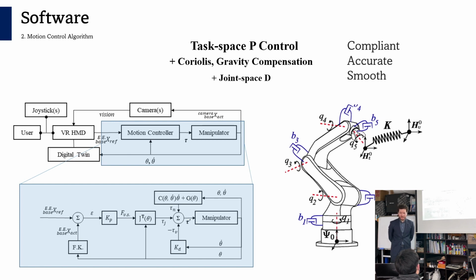In order to improve stability and accuracy, the Coriolis and gravity compensation component is necessary, which compensates the robot's arm weight and nonlinear effects. Last but not least, joint space D, which is simply a damping for each joint, is necessary for creating smooth robot movements.